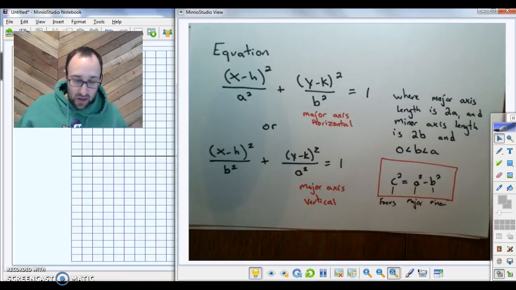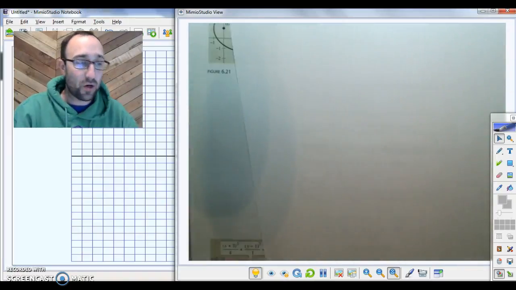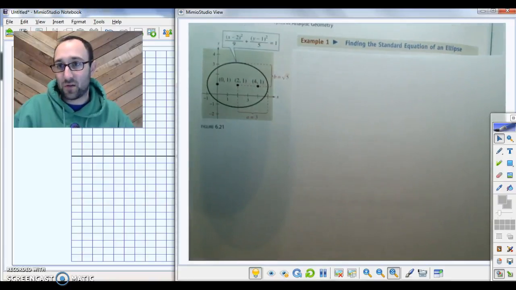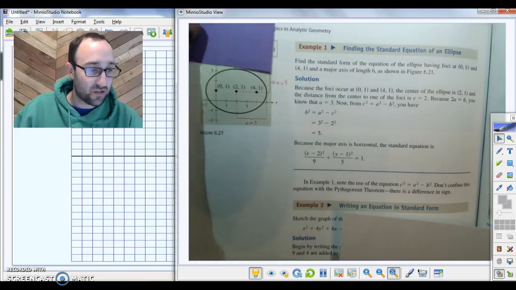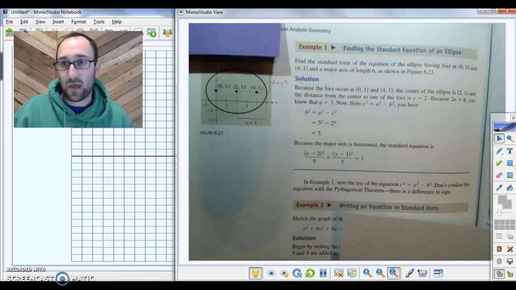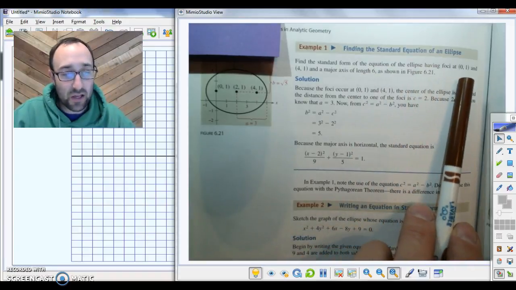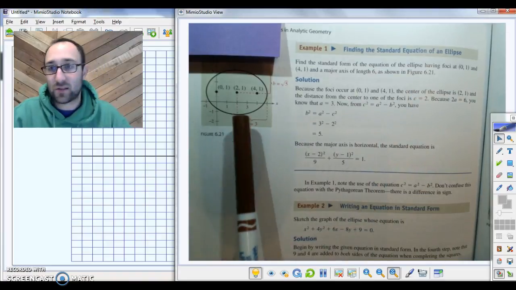I didn't want to write all this down, so I'm just going to use our book, and we are going to go through this problem. Let's get it so you can actually see it. Let's not worry about what this part says. It says, find the standard form of the equation of the ellipse having foci at (0, 1) and (4, 1), and a major axis length of 6, as shown in this figure.